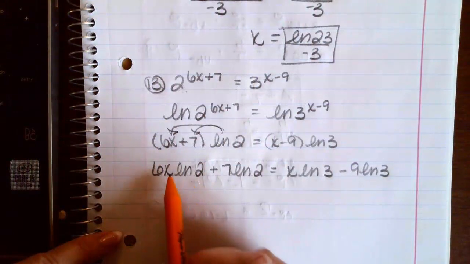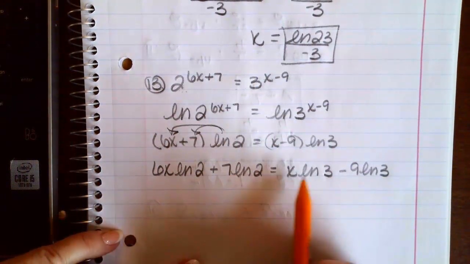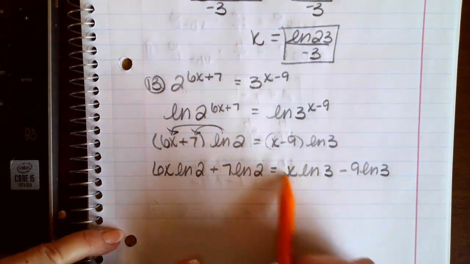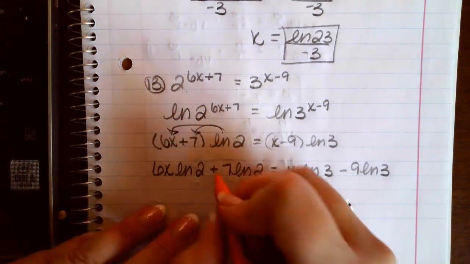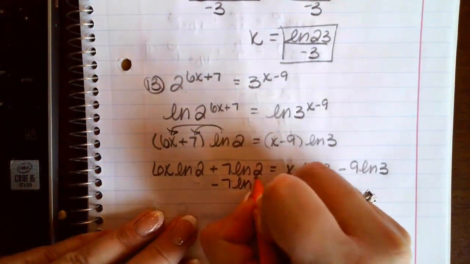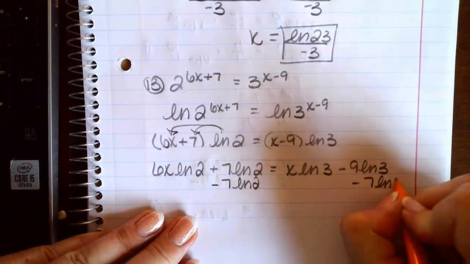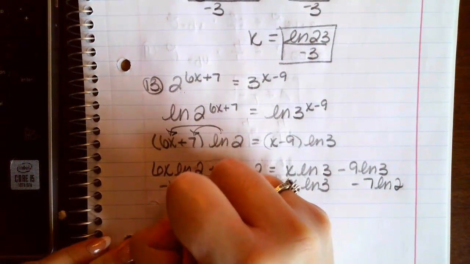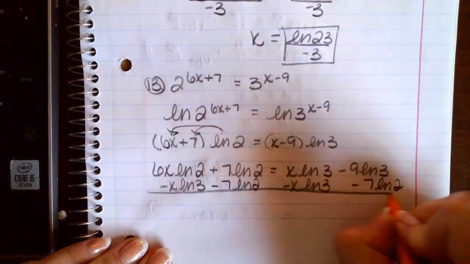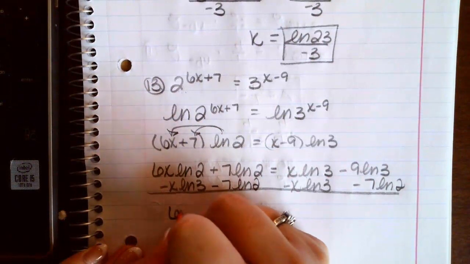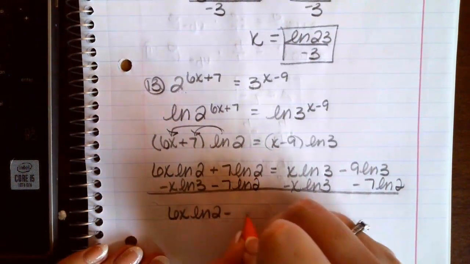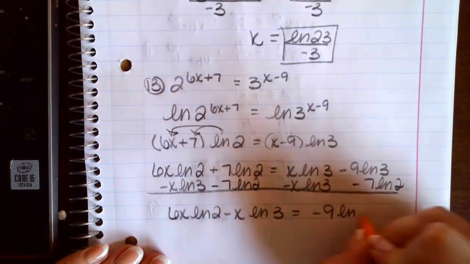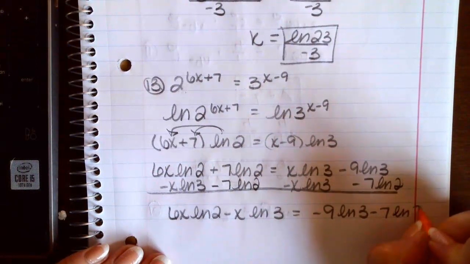Okay, so I've got 4 chunks. This chunk has an x, this doesn't. This chunk has an x, and this doesn't. So I'm going to subtract this one over to the right, and I'm going to subtract this one over to the left. So I've got minus 7 natural log of 2, minus 7 natural log of 2, minus x natural log of 3, minus x natural log of 3. So on the left, that gives me 6x natural log of 2 minus x natural log of 3 equals negative 9 natural log of 3 minus 7 natural log of 2.